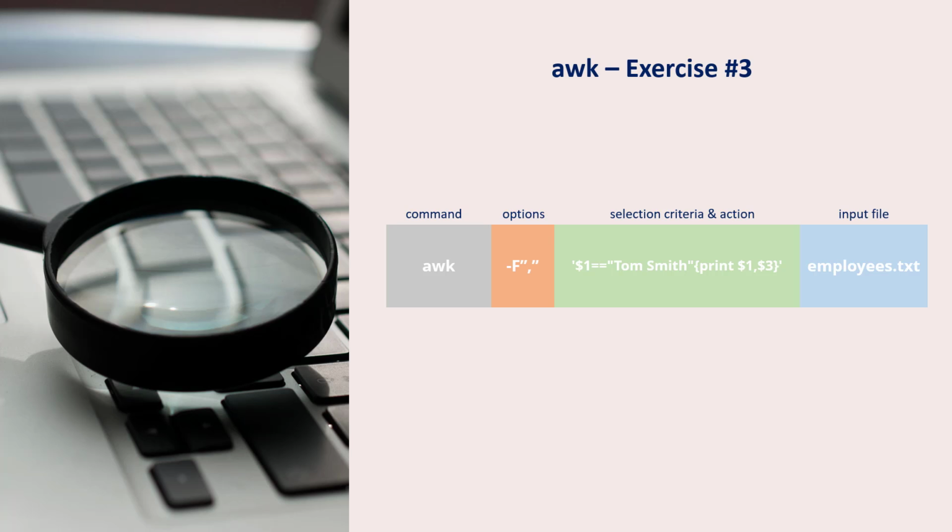In the selection criteria, you can give $1 = "Tom Smith". This will check if the data in the first field is exactly equal to Tom Smith. Note that this is not a pattern match. This will look for an exact match on the first field. Also note that Tom Smith is enclosed in a pair of double quotes. Let's try it out.